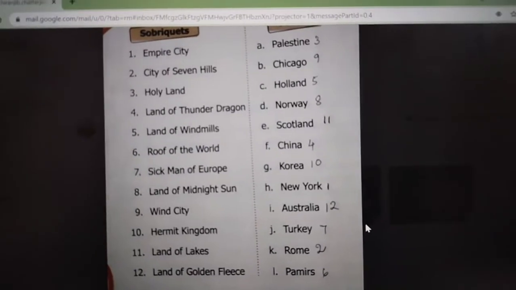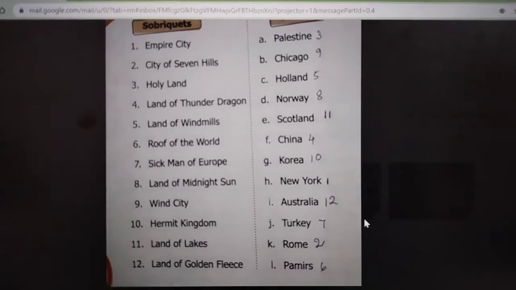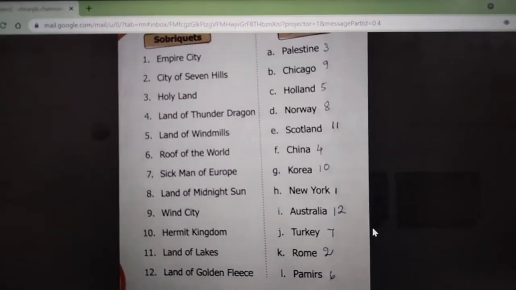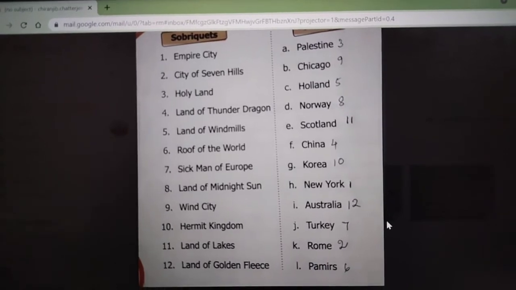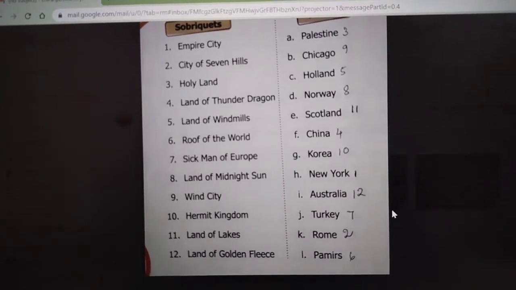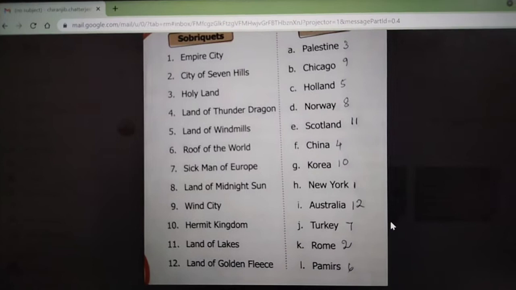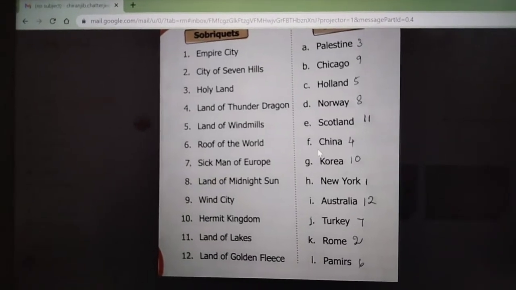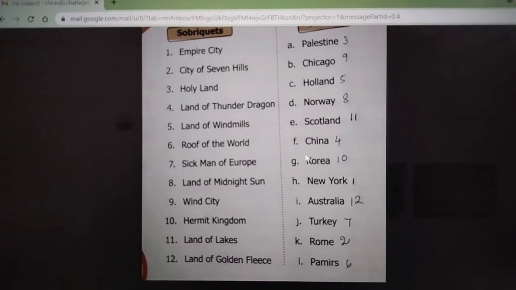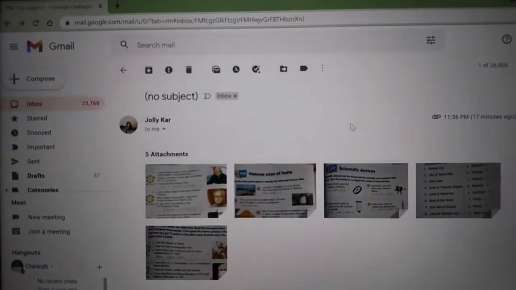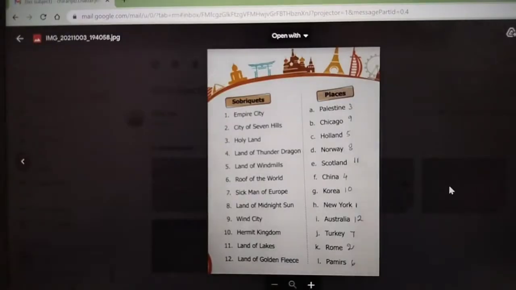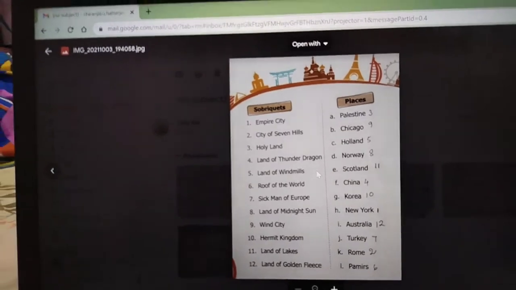Page number 48 and chapter number is 30. Okay, actually there you can see there is a column. The first column is actually nickname and the second column is place name. So today we will learn that answer.